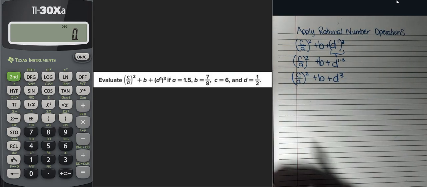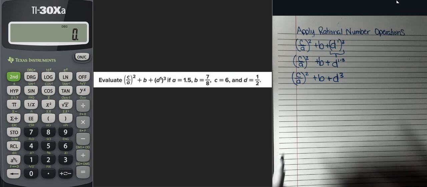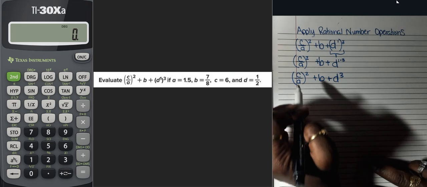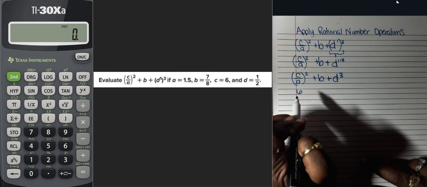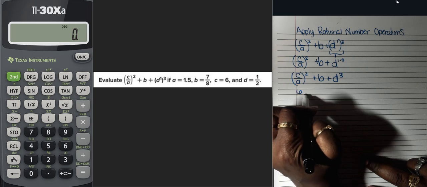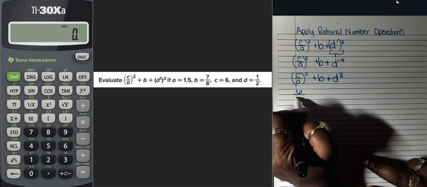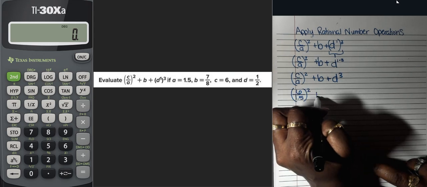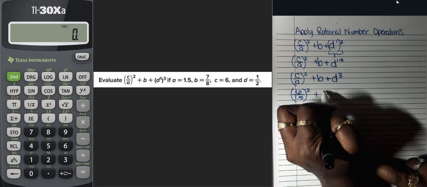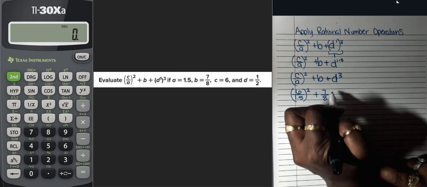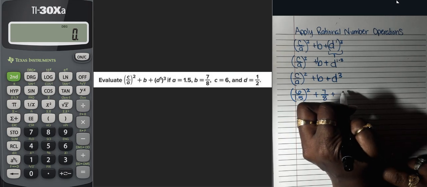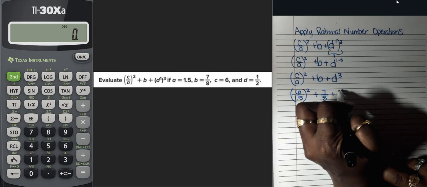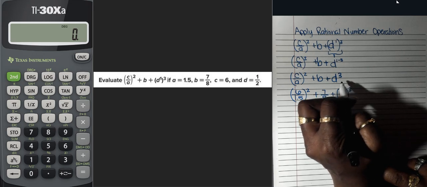All right. So what do we have now? For C, we have C as 6. So we're going to replace that with 6. And A is going to be 1.5. So that's going to be 1.5. And all that is going to be squared. Plus B. B is going to be 7/8. So we'll put 7/8. Plus D, which is going to be 1/2. And that is going to be cubed or to the third power.